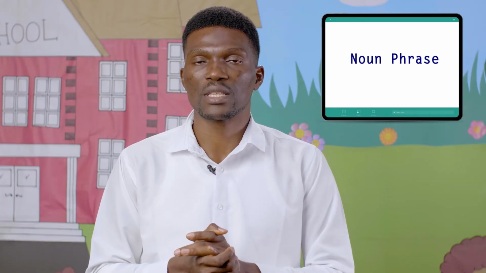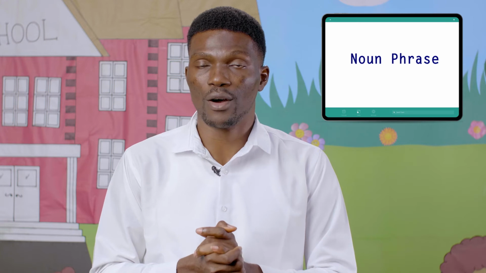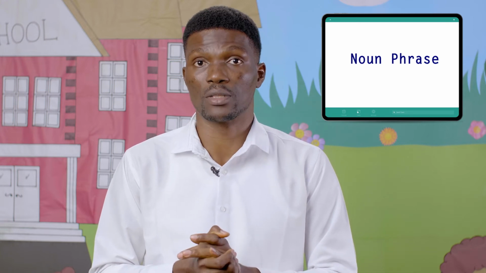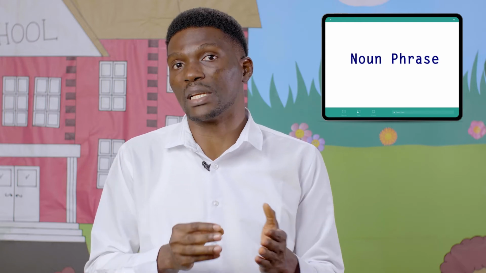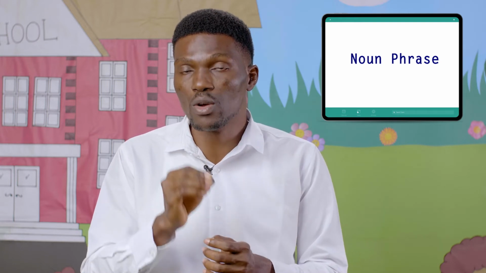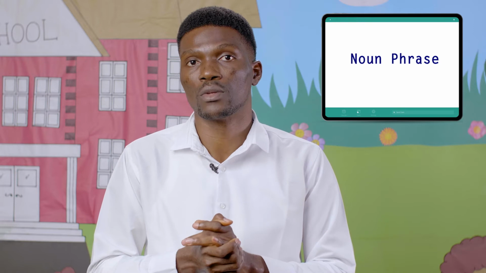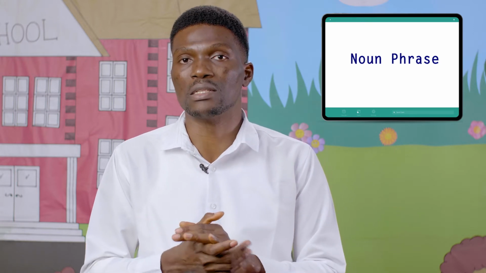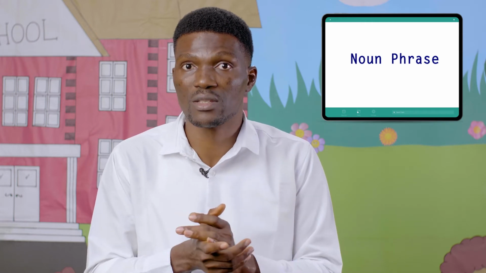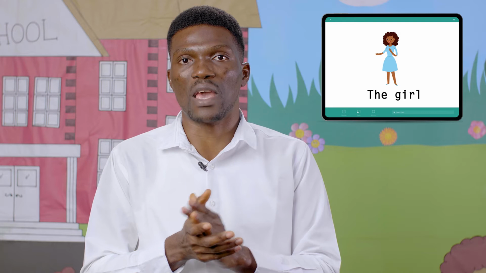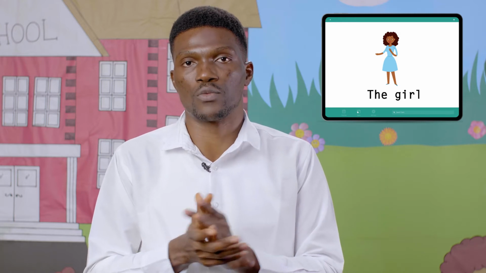A noun phrase consists of a noun and the words that describe it. So a noun phrase, like every other phrase, is a group of words. But in that noun phrase, the main word is a noun. And all the other words surrounding it describe it. A very simple example of a noun phrase is the girl. We have an article, the, and then we have girl. That's a very simple noun phrase.